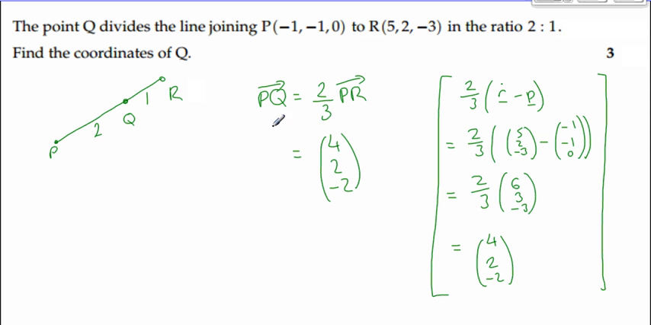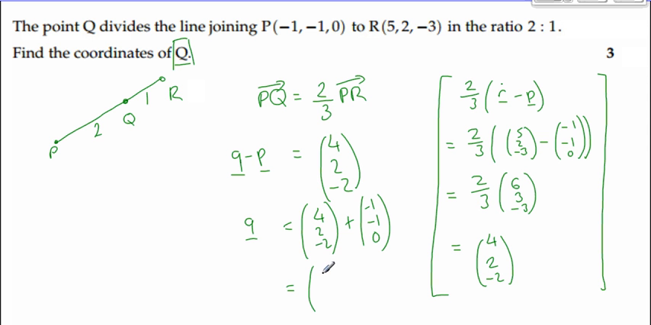Now, we're not really interested in PQ. We just want to know the coordinate Q, which we know is exactly the same as the vector Q, which you get from unraveling that PQ into Q minus P. So if I want to find Q, I just need to add P to both sides, isolate the Q. So I'm going to add P, which is (-1, -1, 0). So Q is (3, 1, -2). I'm asked for coordinates. Don't do all the work and then forget to put it as coordinates. Your coordinate of Q is now (3, 1, -2).